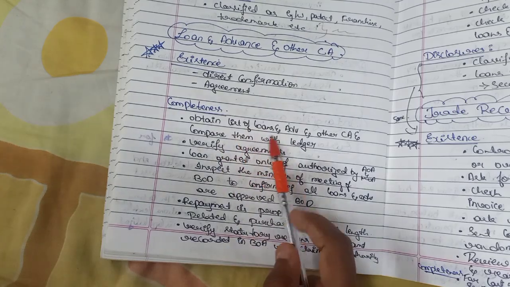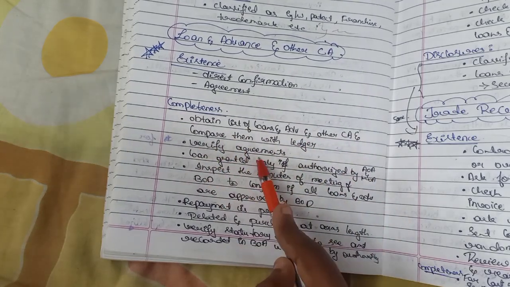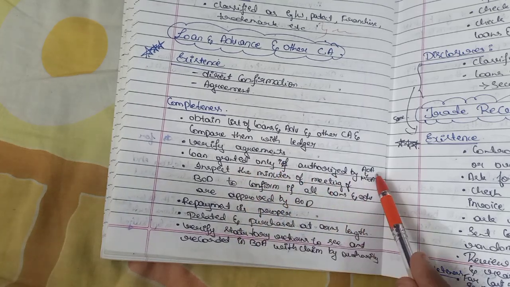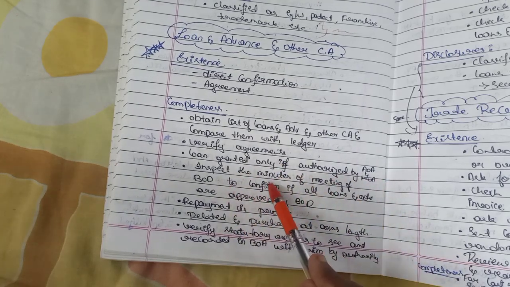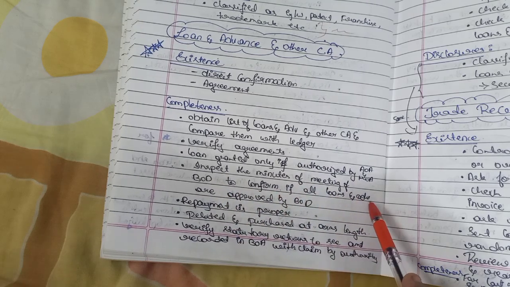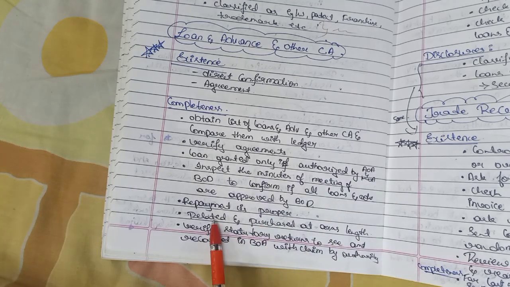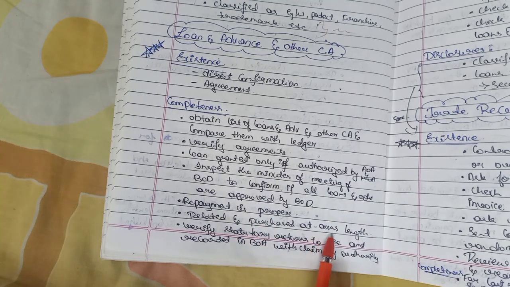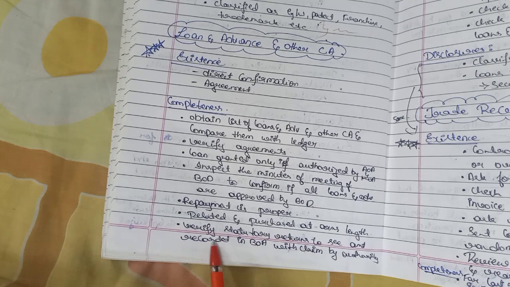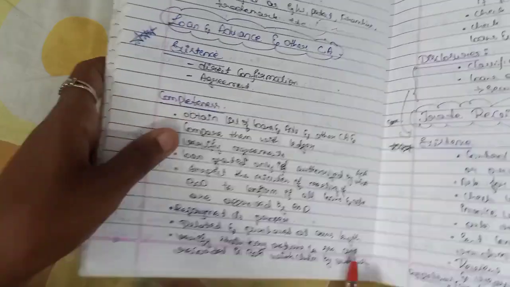Completeness: obtain list of loans and advances and other current assets and compare them with the ledger. Verify agreements. Loan granted only if authorized by AOA and MOA. Inspect the minutes of meeting of BOD to confirm if all loans and advances are approved by BOD. Repayment is proper, and related party transactions are at arm's length. Verify statutory returns to see the amount recorded in books of accounts with the claim by authority.